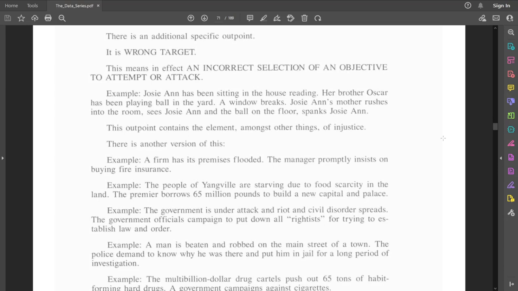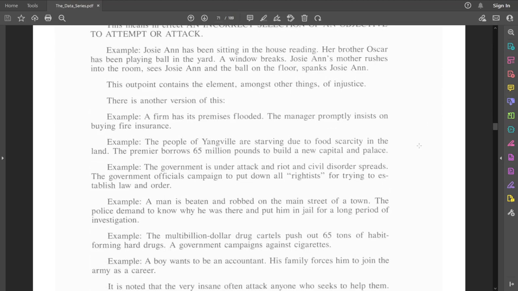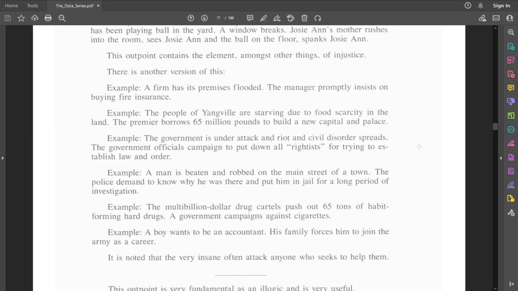There is another version of this. Example: a firm has its premises flooded. The manager promptly insists on buying fire insurance. Example: the people of Yangville are starving due to food scarcity in the land. The premier borrows £65 million to build a new capital and palace. Example: the government is under attack and riot and civil disorder spreads. The government officials campaign to put down all quote-unquote rightists for trying to establish law and order.